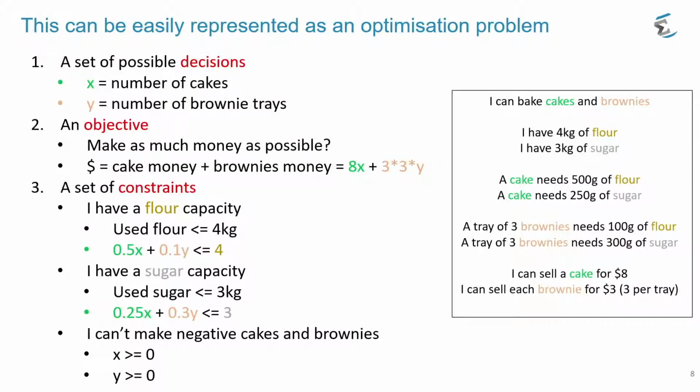I also have silliness constraints that I can't make negative brownies and cakes. I cannot be paid to destroy cakes, is what that means. They're not always that obvious, and some variables you'll want them to go negative, but that can get a little tricky. So they're called bounds. So we have there a subset of constraints.